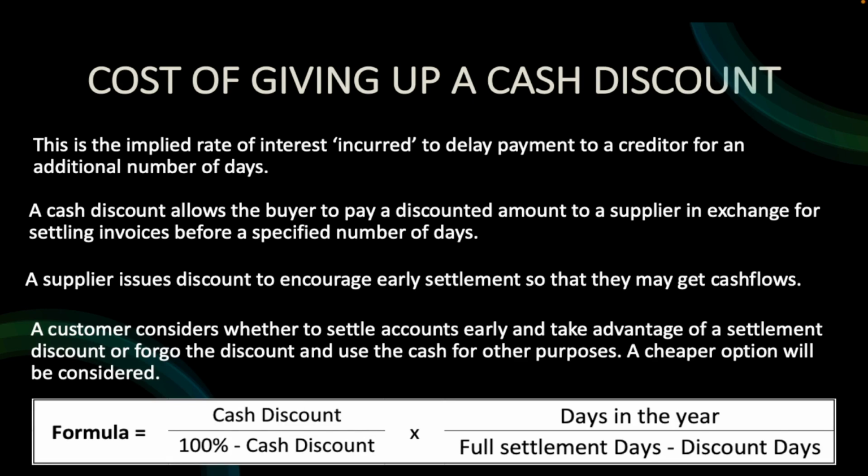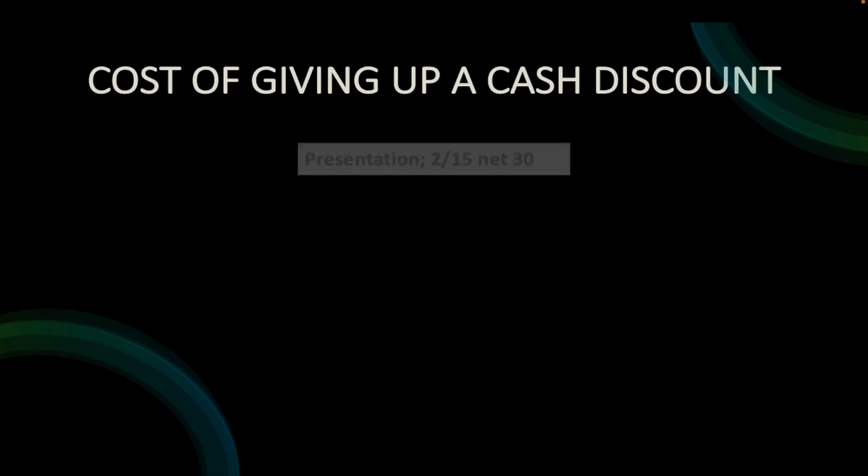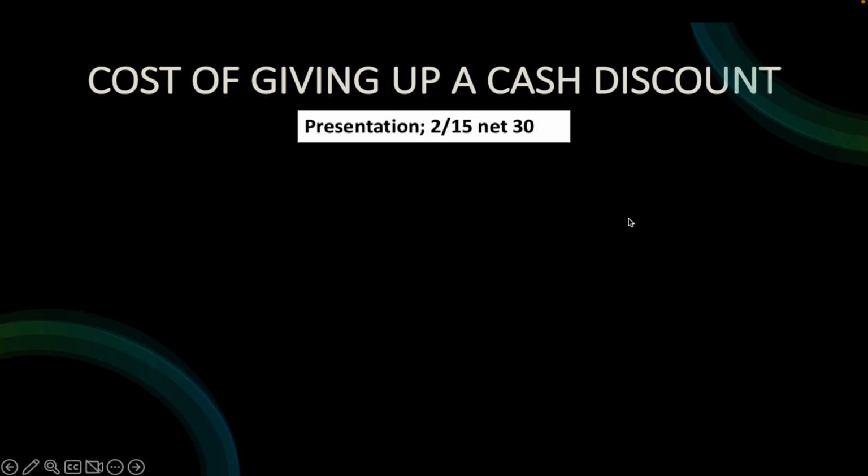So when you're asked the question about cost of giving up a cash discount, how do they usually ask, or how are the credit terms presented? Well, here it is. They will give you something like this, where they will say 2/15 net 30. The amount might be different. It might be 3/30 net 60, or whatever the case may be.